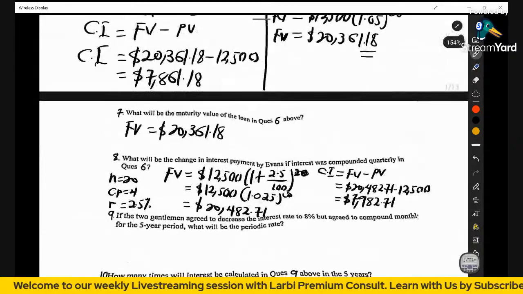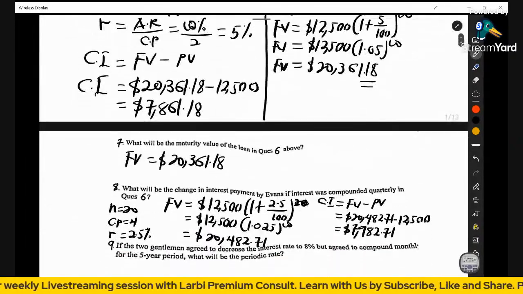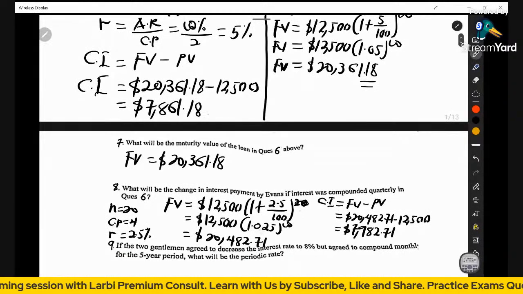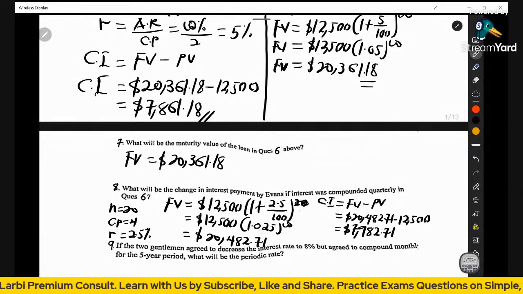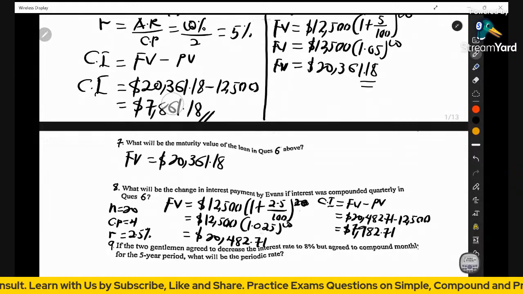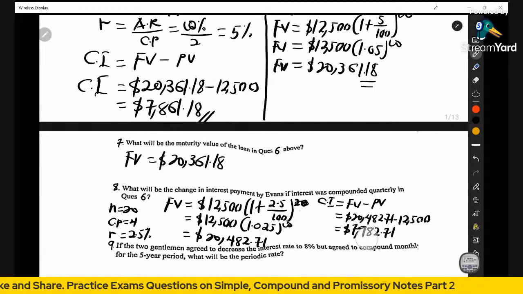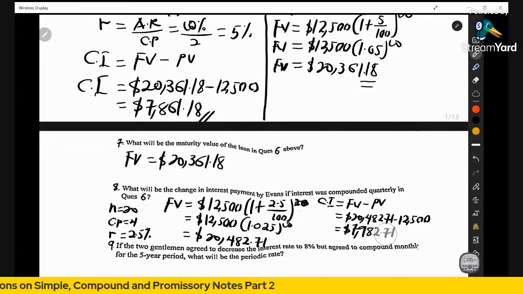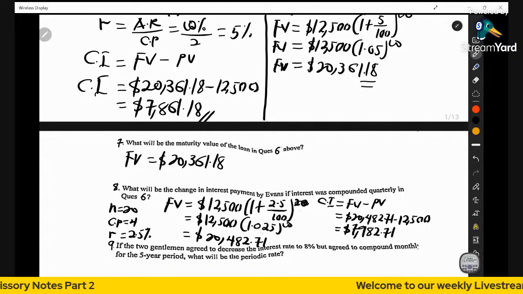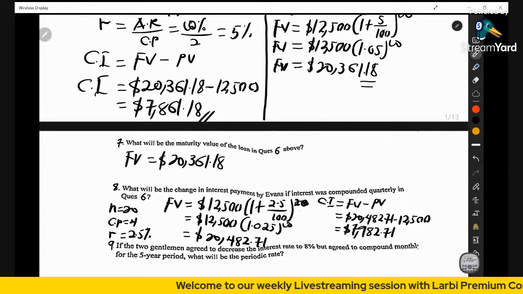So now once we get this as the interest, let's go back to question number 6. What were we getting as an interest? We're getting an interest of 7,861.18. But when we compound it quarterly, we're getting 7,982.71 using the same condition. So that should primarily tell you that the more we compound, the more interest you pay.